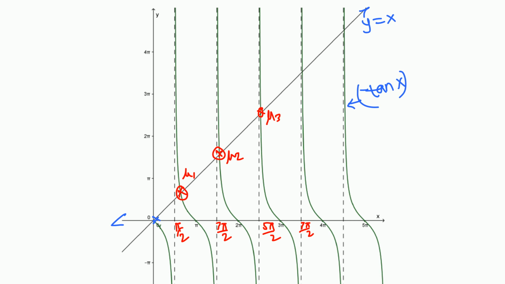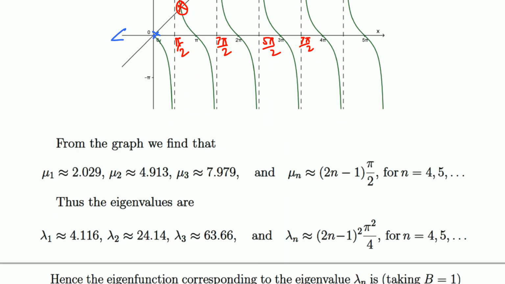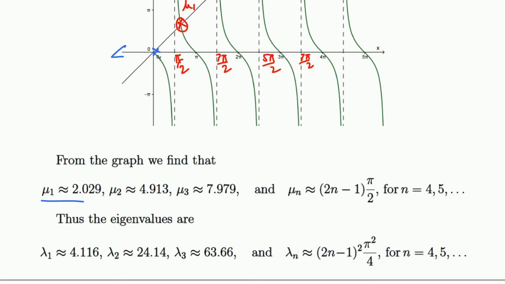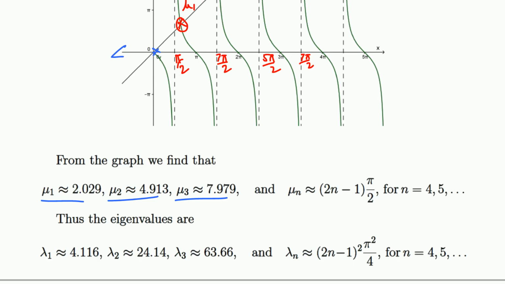Okay, so let me write it this way. From the graph we find that the first mu1, the first point of intersection, just from the calculator, is approximately 2.029. Mu2 will be 4.913, mu3 is 7.979, approximately. And for large n, mu n will be very close to odd integer times pi over 2. Odd integer means 2n minus 1, like 1, 3, 5, 7, 9, 11, like that.